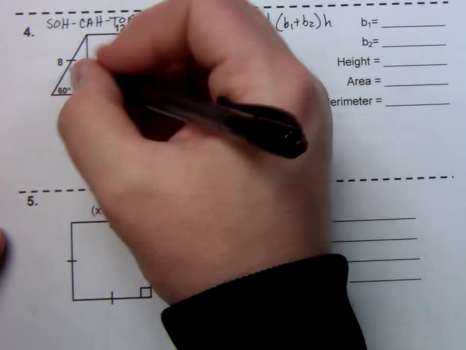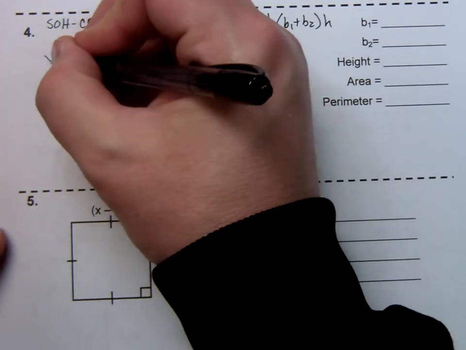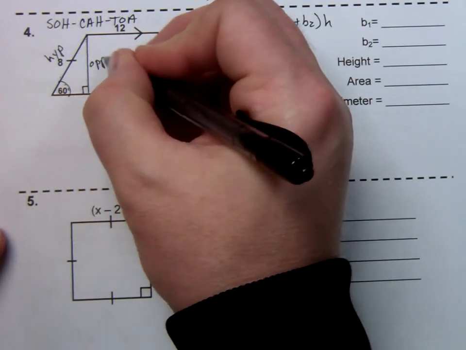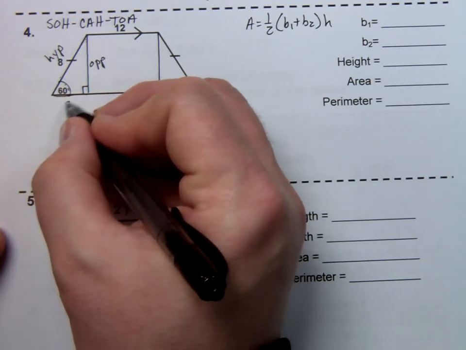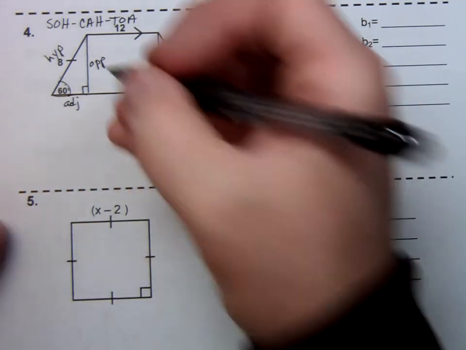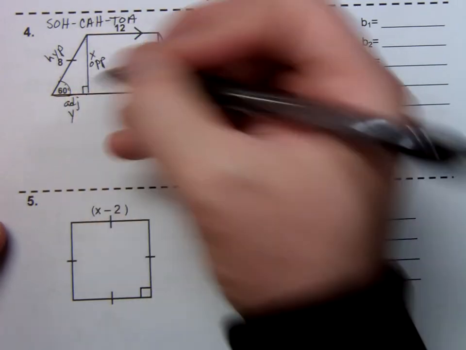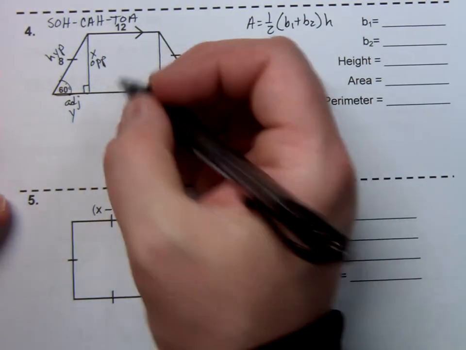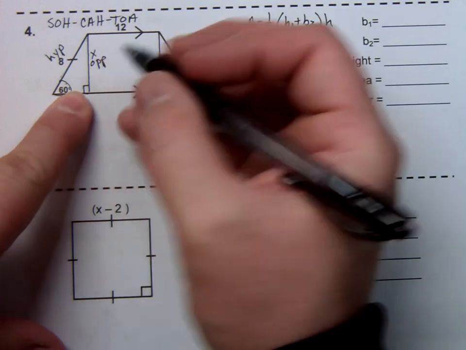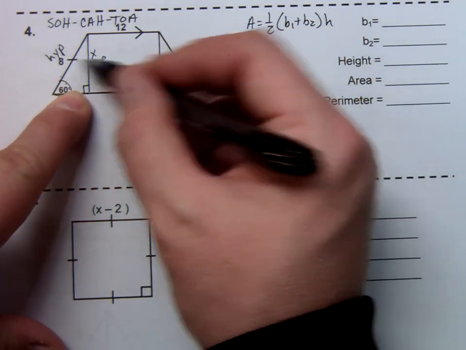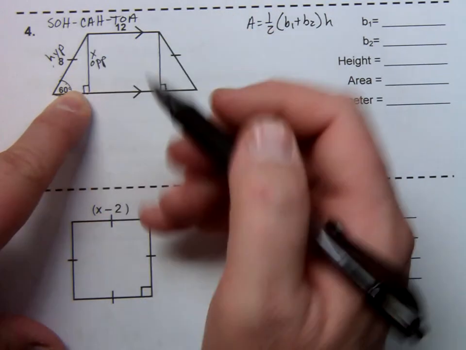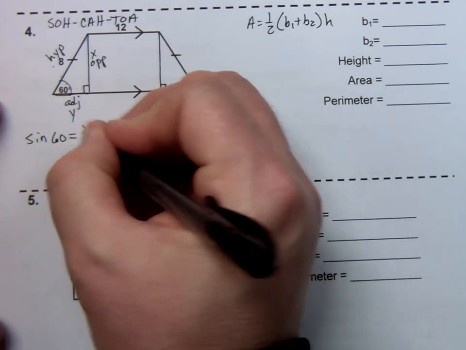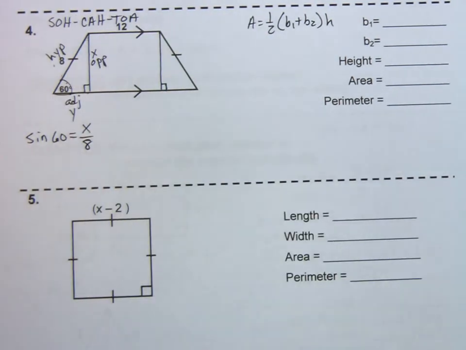So labeling the sides, the 8 is opposite the right angle, so that is the hypotenuse. I'm going to use this 60-degree angle. So over here, the height of the trapezoid will be the opposite side, and then this piece right here will be the adjacent. So again, I need some variables. I'm going to use x for the opposite side, y for the adjacent side. And let's set up some equations to find out what we have. So if I want to set up an equation for x, I am not going to use y because I want x to be the only variable. So opposite and hypotenuse, got to use sine. So sine of the angle, 60, is equal to the opposite over the hypotenuse. So there's our equation to solve for x.